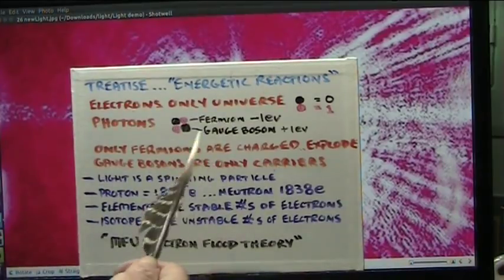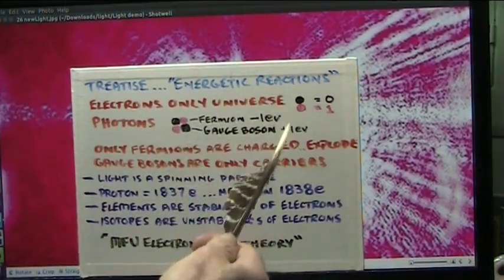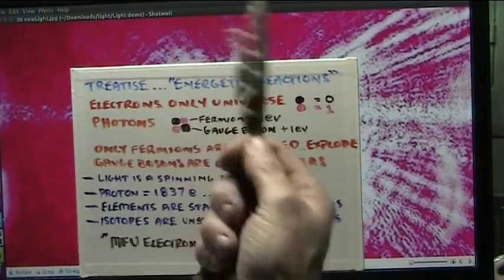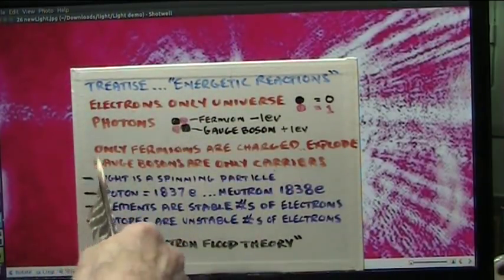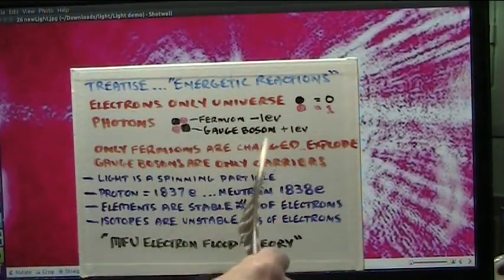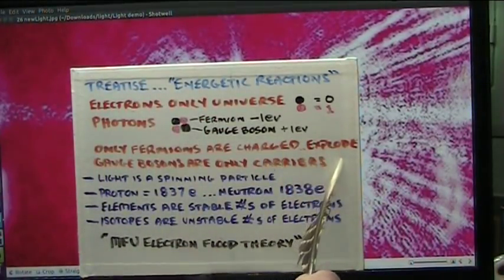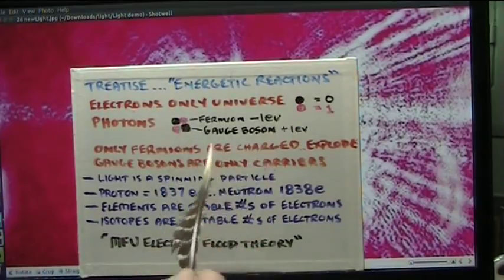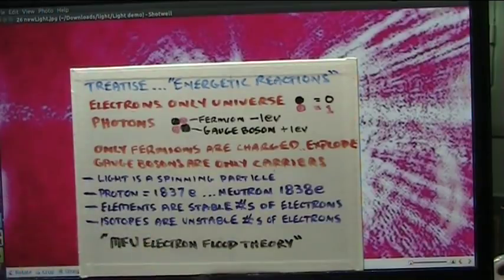Now, I said there's the fermion, 1 minus volt, there's a gauge boson, 1 plus volt, half of this is an electron, and there's an up and a down. I'm good with that. Now, only the fermions have the charged explosive nature, and that's what I'm calling the charged particle, the fermion. Now, the gauge bosons, they're strictly carriers.